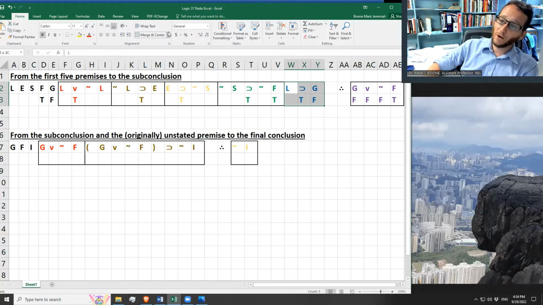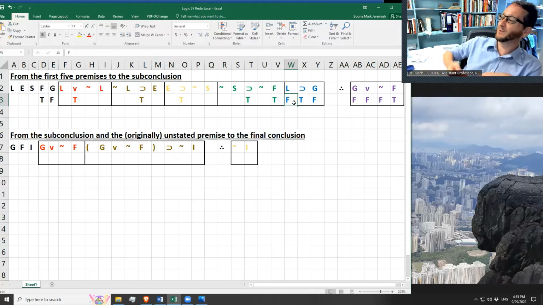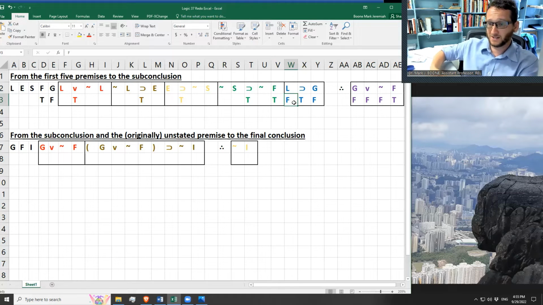There is now only one way for L horseshoe G to be true. An if-then clause, if true, when its consequent is false, must have a false antecedent. If it's true that if L then G, then L can't be true when G is false. Let me say that more clearly: if it's true that if L then G, and G is not true, then L can't be true. I don't know how else to say it more clearly.